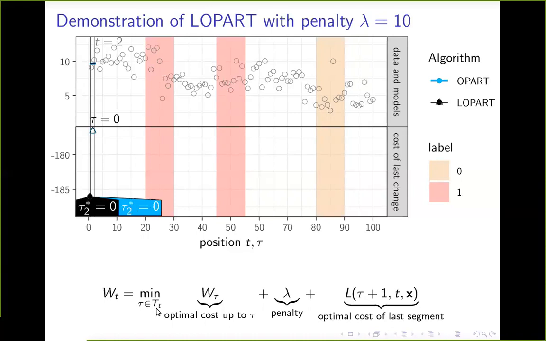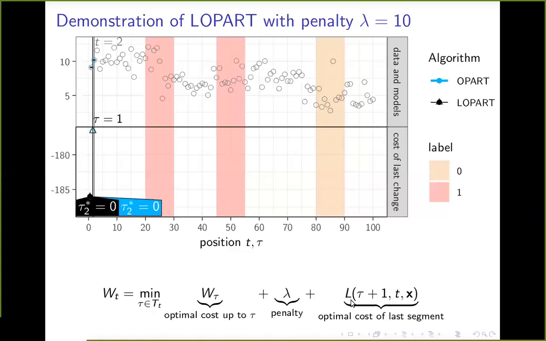Here I've rewritten the recursion that we saw in the last slide in terms of w's, because that's the notation we use in the paper instead of the c's. But the idea is that here the optimal cost up to a data point t can be written in terms of this minimization over the last change point variable tau, where you have three different terms. The first term is the optimal cost up to some previous change point tau. The next term is a penalty lambda. And then the last term is the optimal cost of the last segment.